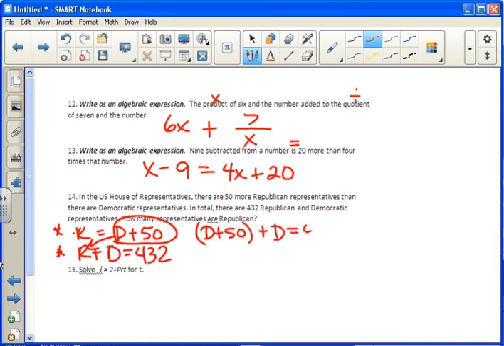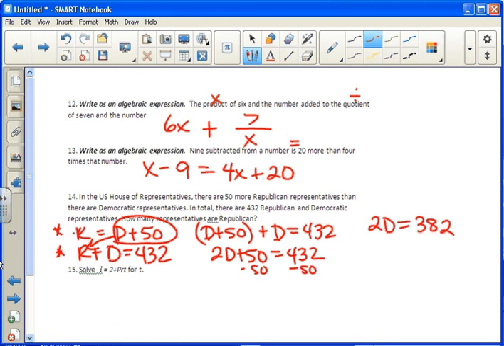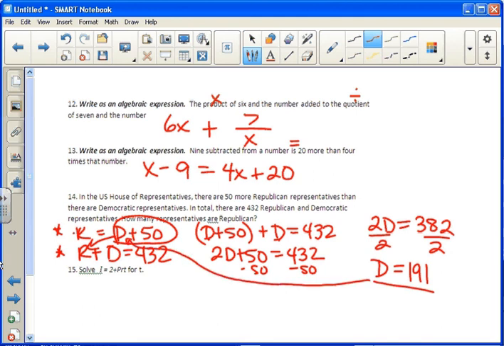D plus D equals 2D. Then we can subtract 50 from both sides, and we get 2D equals 382. And then divide both sides by 2. So we're actually going to be finding the number of Democrats this way, and it comes out to 191. Excuse me, 191. But notice the question asks how many are Republican. So just take this value and plug it back in here. We know the number of Republicans is just the number of Democrats plus 50 more. So if we add 50 to 191, we get 241 Republicans.